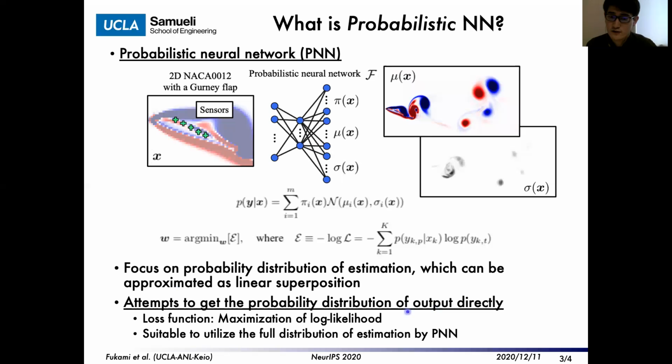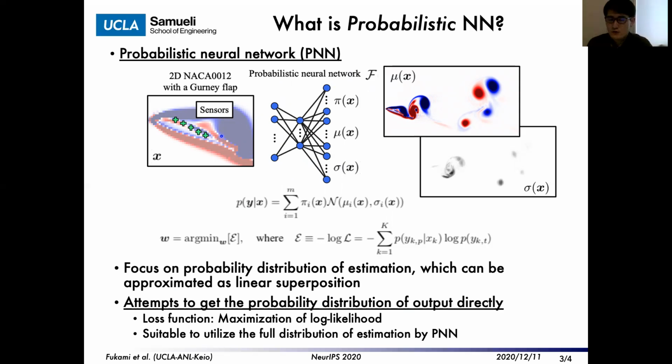To explain that point, let's consider this example illustration. In this example, our machine learning model attempts to estimate the global profile of a two-dimensional NACA0012 wake with guidance from local sensor information. In this case, sensor information is located on an airfoil surface like this.